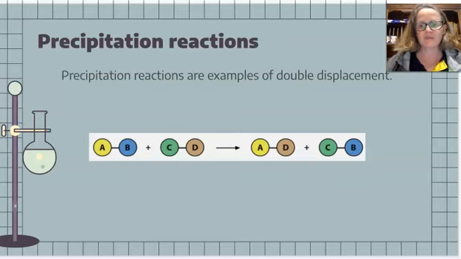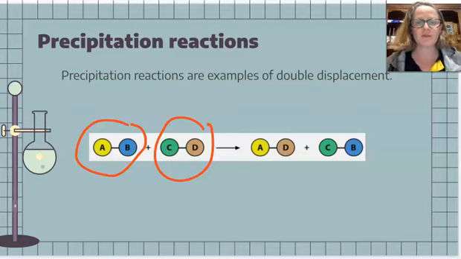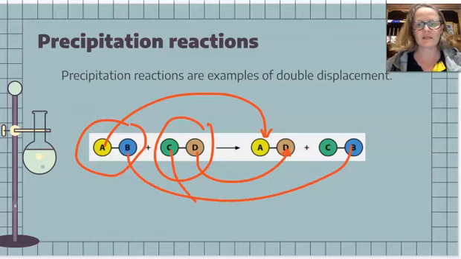So let's have a look at precipitation reaction rearrangement of atoms. You can see from this little diagram that it's a double displacement. In other words, when we take a reactant and another reactant, we're actually going to swap partners. Both of them are going to swap partners. So A now combines with D, and B joins up with C.